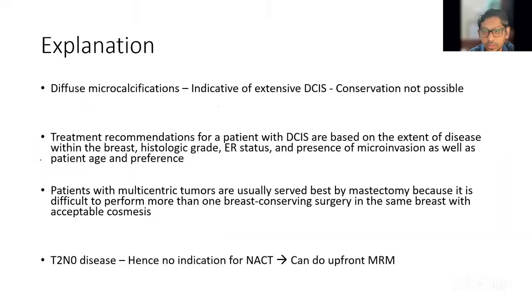So let's look at a few points again. As I mentioned, remember why we are saying that conservation is not possible here. It is because of diffuse microcalcification. So usually microcalcification signifies a pre-malignant change, which is ductal carcinoma in situ. So now why does DCIS have microcalcification? That is basically dystrophic microcalcification.